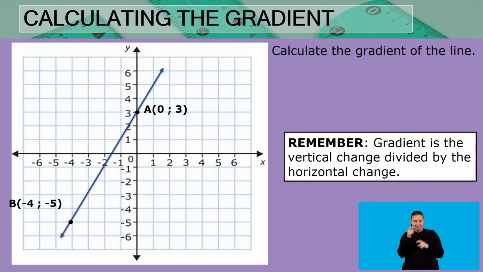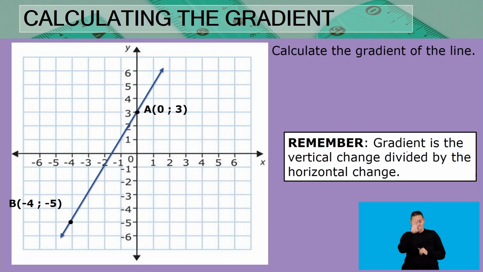Now we were busy with calculating the gradient. So let's look at a few lines where we can calculate that gradient. We have been given a line here with points A and B. As we can see, A is (0, 3) and B is (-4, -5).